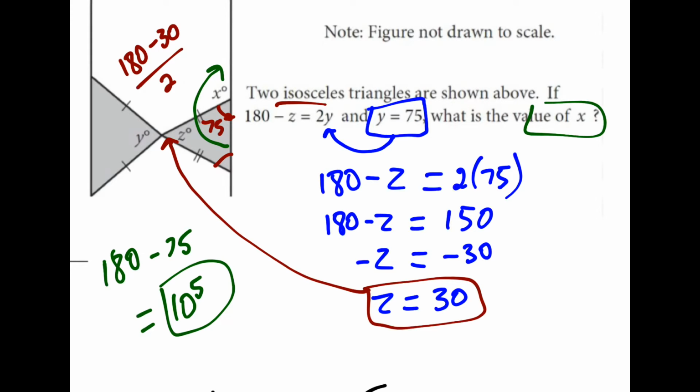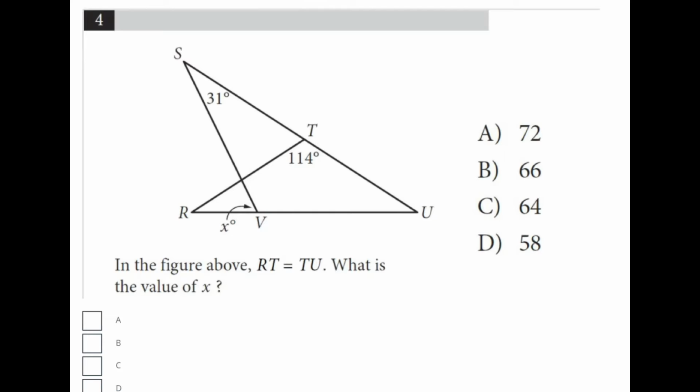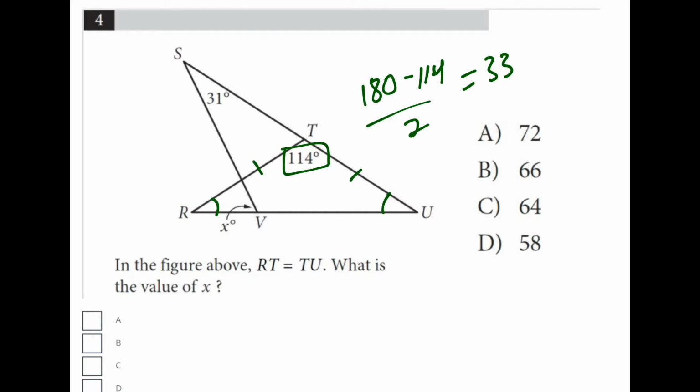105. In this next problem, since RT and TU are congruent, we then know that triangle is isosceles. So these two angles, the base angles, are also congruent. Since our vertex angle 114 is given, I can take 180 minus 114 divided by 2 to find my base angles. They're both going to be 33 degrees.